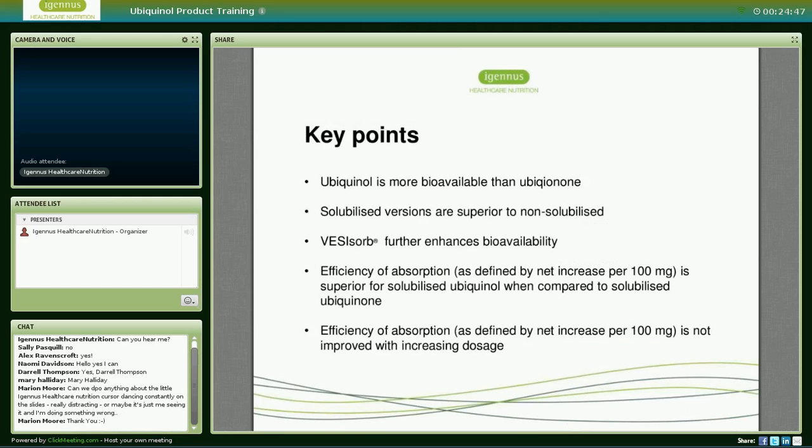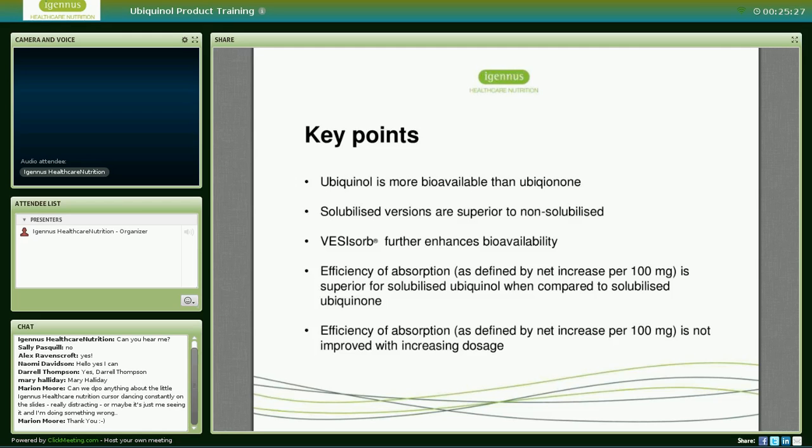And so the key points of this training seminar really are to clarify the fact that ubiquinol is more bioavailable than ubiquinone. Solubilized versions are superior to non-solubilized, and that applies to both ubiquinol and ubiquinone. VESIsorb enhances bioavailability even more than solubilized versions. We also know that the efficiency of the absorption, as defined by the net increase per 100 milligrams, is superior for solubilized ubiquinol when compared to solubilized ubiquinone.